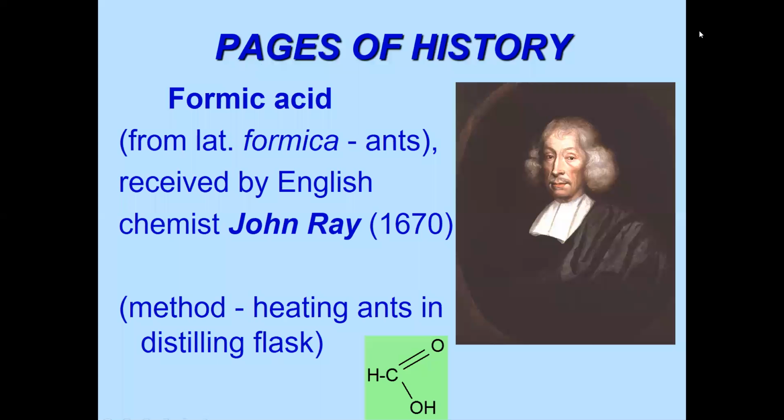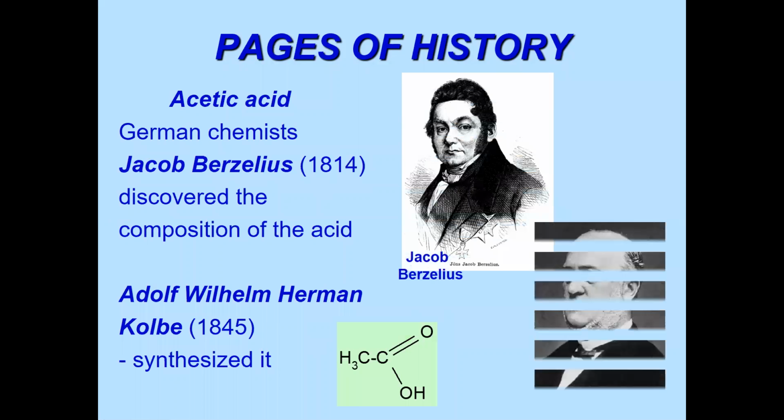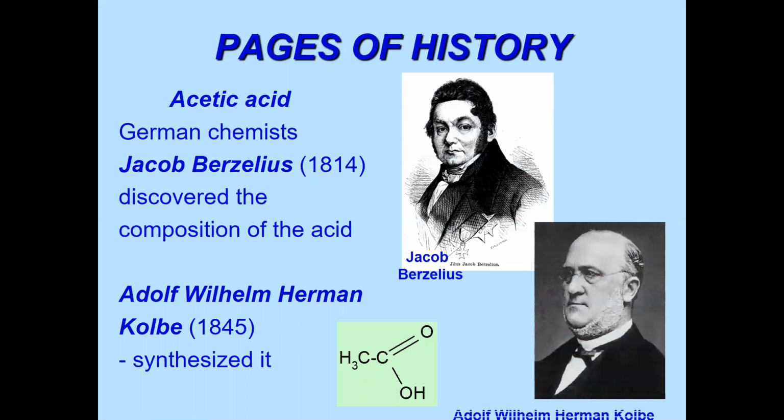Pages of history. Formic acid was obtained by the English chemist John Ray. Method: heating ants in a distilling flask. Acetic acid: the German chemist Jacob Berzelius discovered the composition of the acid. Adolf Kolbe synthesized it.